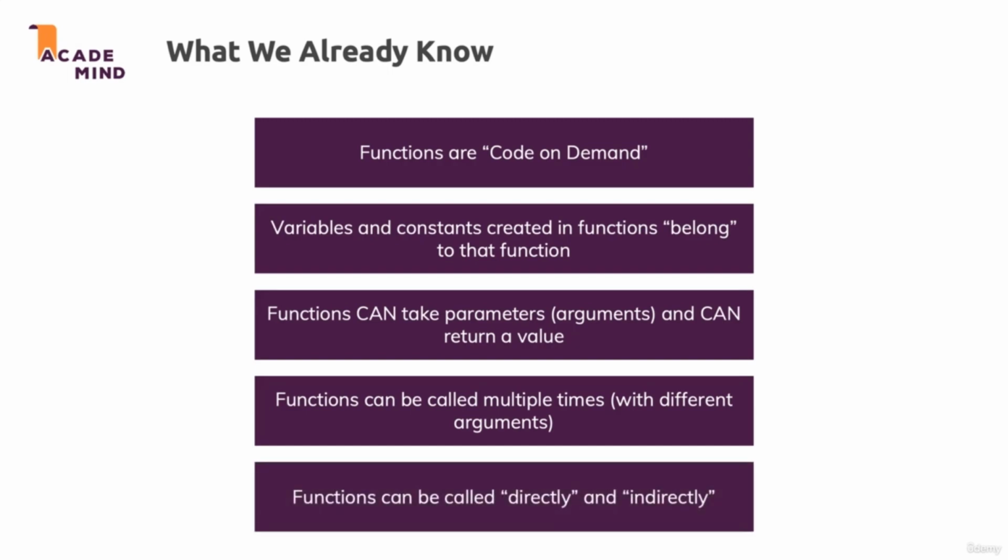And you can also call functions kind of directly or indirectly, where directly was when you called a function by adding parentheses after the function name, and indirectly was, for example, the case when you bound or when you attached a function to a button with the help of the add event listener call, which you saw. So that's what we already know. Now let's see what we can learn about functions.